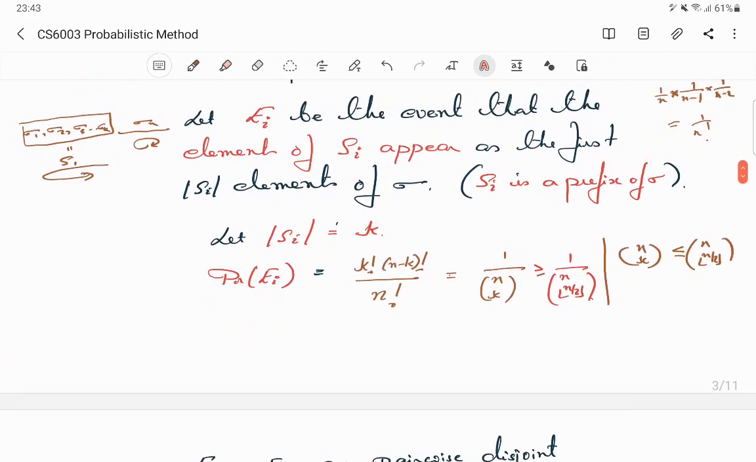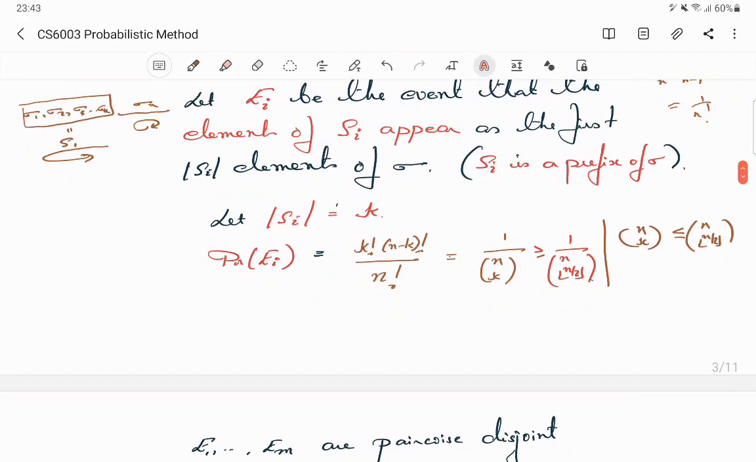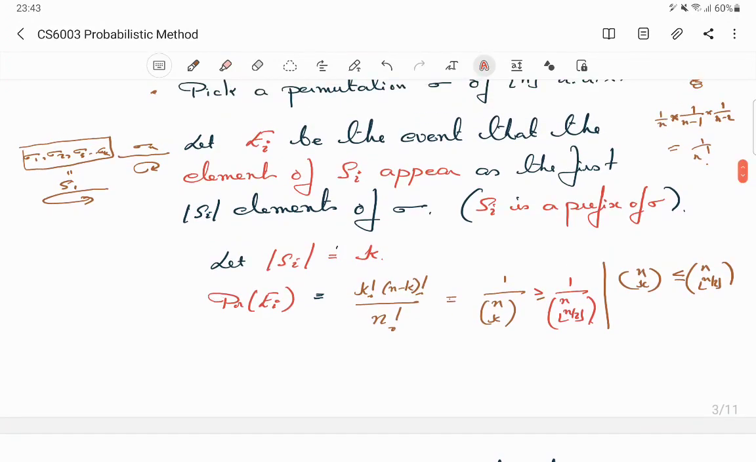Okay, but now notice that E1, E2, E3, etc. are pairwise disjoint events. What does that mean? Or they are mutually exclusive events. I'm saying that if S1 and S2 are two different sets, and if S1 is the prefix, then S2 cannot be the prefix. Why? Again, pause and justify. This is the interesting part. If you find this out yourself, you will be happy, right? I'm saying that when an event Ei occurs, Ej will never occur if i is not equal to j.